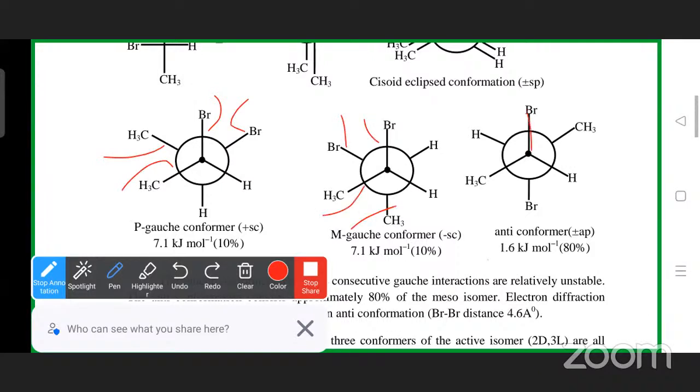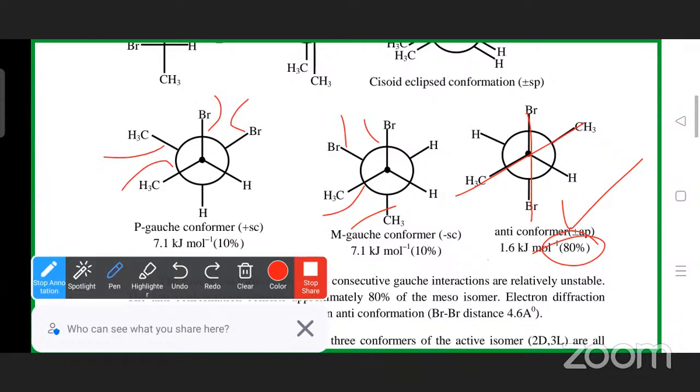And here you see both are in the opposite direction, so there is no steric repulsion. Steric repulsion is negligible here. So this is 80% populated here, more stable here. Population means the stability, right? And in other fields, we call it yield.